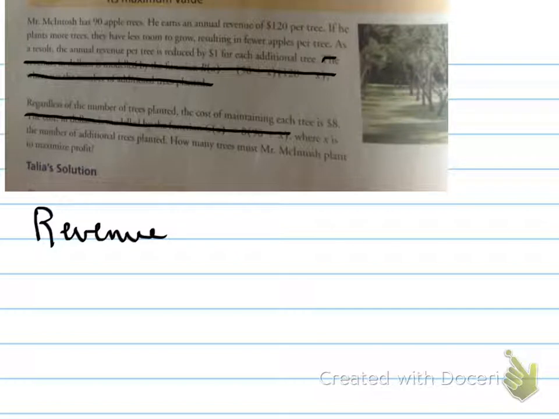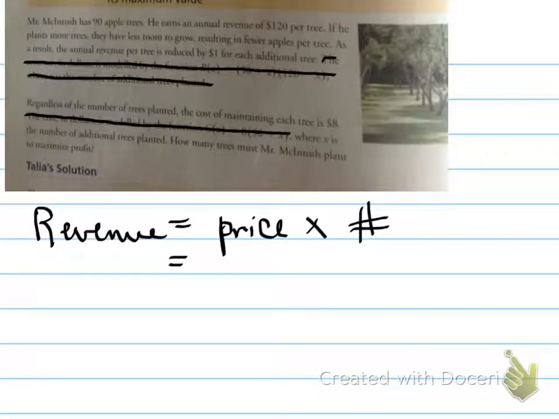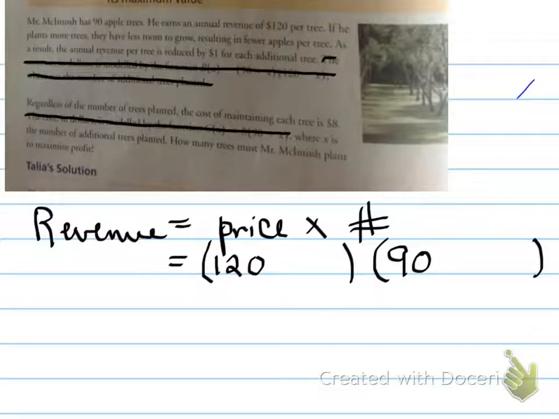What is revenue? Revenue is price times the number of items that we sell. So price times the number. In this case, we have a certain price, which is $120 per tree. And we also have a number of trees that we sell. So at $120, we sell 90 trees.